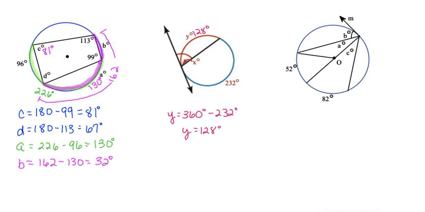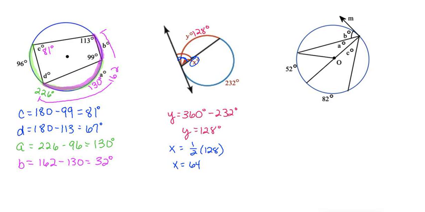Now, X is like an inscribed angle. It's formed by the chord and the tangent. So it's right here, this angle right here. So it is half the measure of its intercepted arc, and it intercepts that 128 degree arc. So half of 128, of course, is 64. So this angle X is 64.